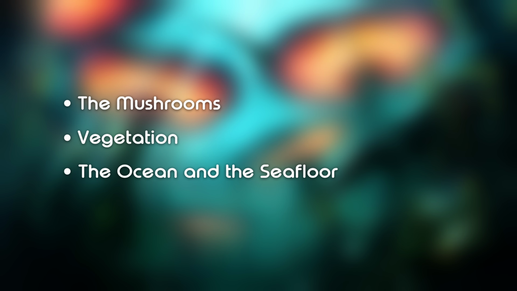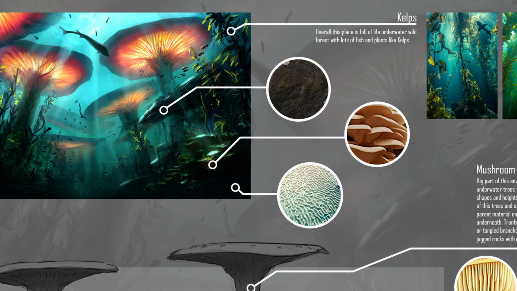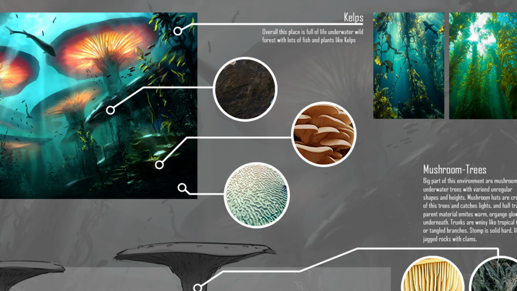The fluorescent mushrooms, the true stars of the scene, then we have the surrounding vegetation, and then the ocean and the seafloor. To help us with all this, we use the second slide of the concept, which explains how the scene should be composed using real-life references.